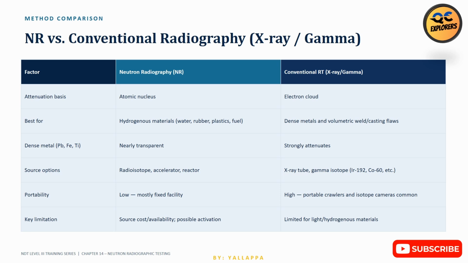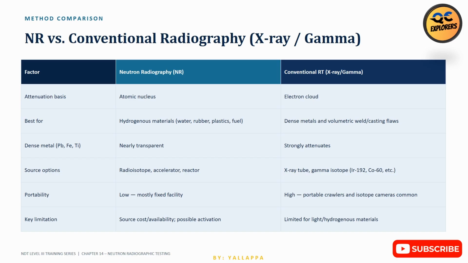Conventional radiography is best for examining metallic structures. Neutron radiography is best for revealing hydrogen-rich materials hidden inside those structures. Neither replaces the other. Instead, they work together to provide a complete picture of the component being inspected.